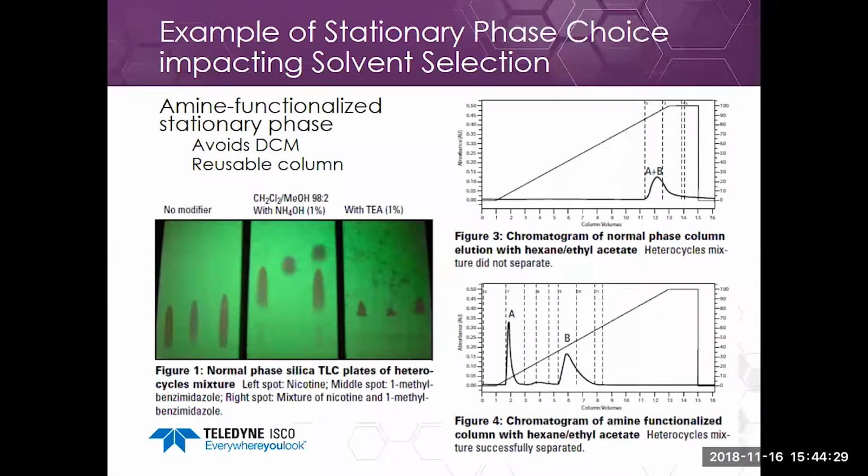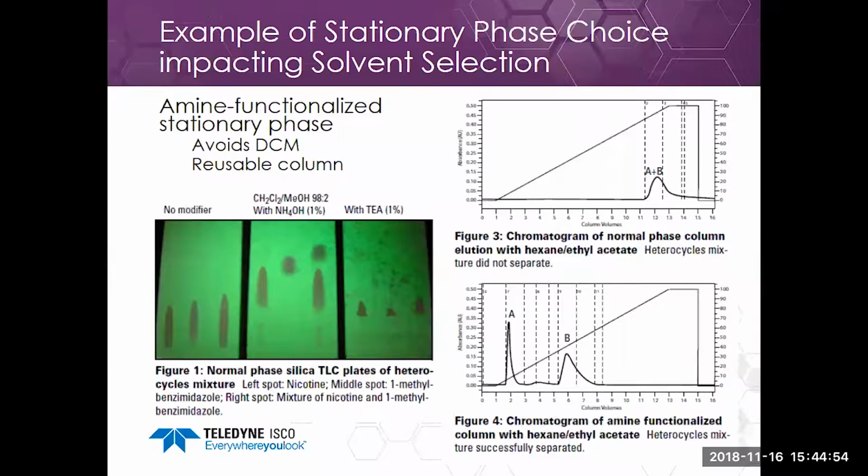Now, if we use that same solvent system but with an amine-functionalized column, we're able to get separation pretty early between A and B, and the run's done in about 9 minutes. It comes off right around before 50% ethyl acetate in hexane. So we've really changed the selectivity of the column, and it allowed us to avoid using dichloromethane and to use a reusable column.